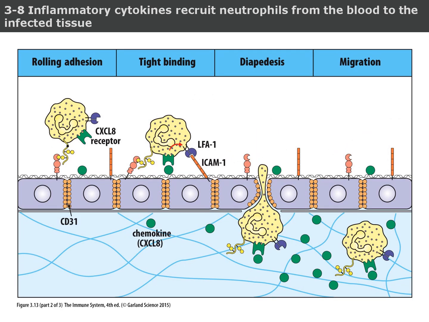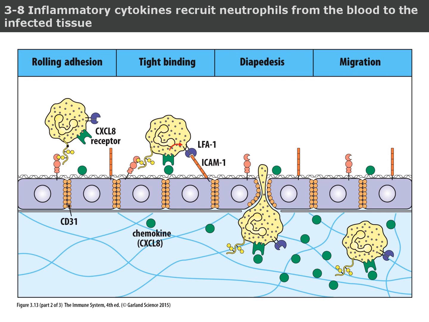This image continues the journey of a neutrophil as it leaves the bloodstream to reach an area of infection. After rolling along the endothelial wall, the neutrophil is exposed to signaling molecules known as chemokines, which bind to specific receptors on the neutrophil surface. These chemokines activate integrin proteins on the neutrophil, such as lymphocyte function-associated antigen 1, allowing it to bind tightly to adhesion molecules like intercellular adhesion molecule 1 on the endothelial cells.